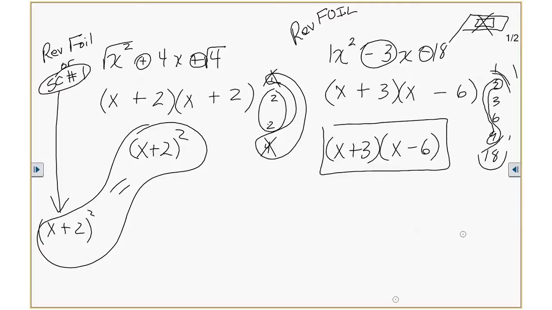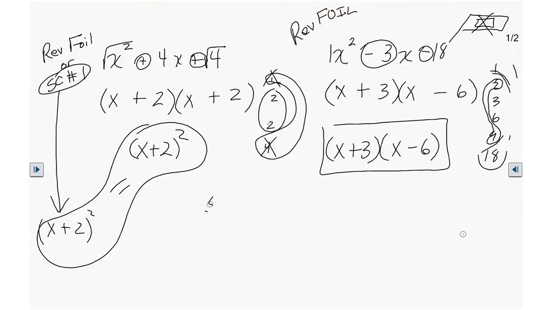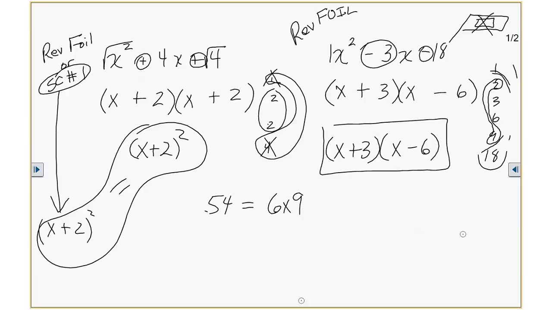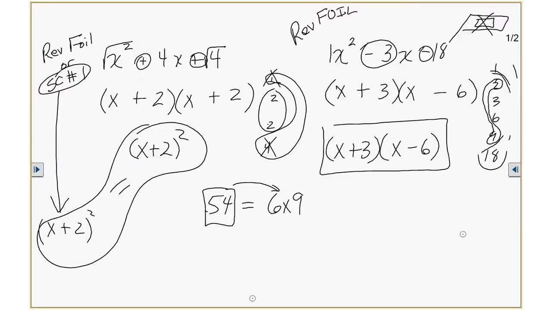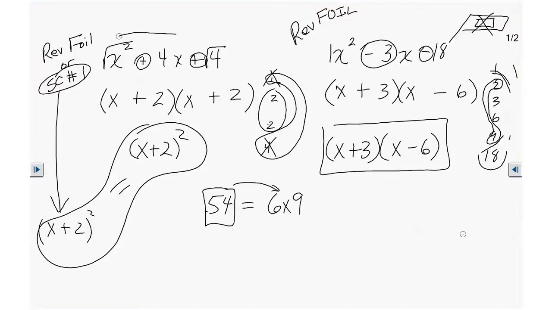Now, a lot of people say, what are you actually doing when you're factoring? Well, you're breaking it up into its multiples. Just remember 54. Factor 54. 6 times 9. You factor any term in algebra or math, and you break it up into its parts. A lot of people don't even know what the word factoring means. You're breaking a term up into its parts, its multiples. Well, that's what you're doing here. You're breaking this term up into its multiples.